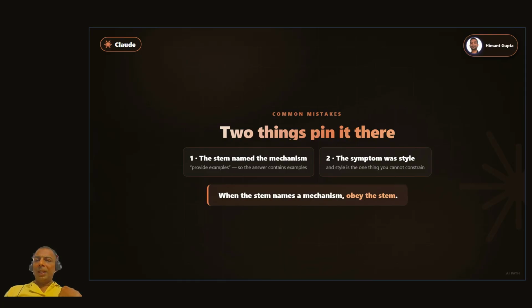So when the stem names a mechanism, obey the stem. Your instinct to build the robust thing is a strength on most of the paper, but on these questions it's a liability, and knowing that is worth more than knowing the material. So you should really follow the stem. You should really see what's there in the question. That's how you can really crack it.